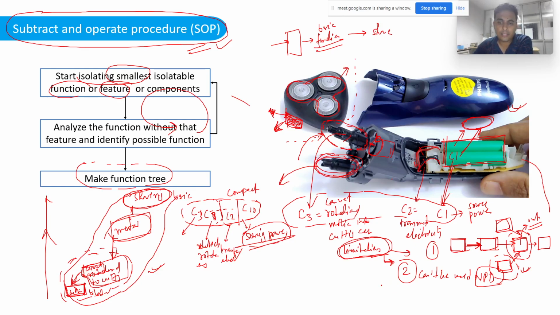This is mostly used for reverse engineering methods, which is sometimes not ethical. And even if you do it, there is no guarantee that the designer's mental model will not already get blocked by what already exists as a product. So these are some of the limitations of this particular technique of functional decomposition.